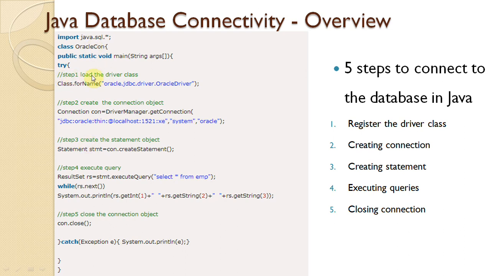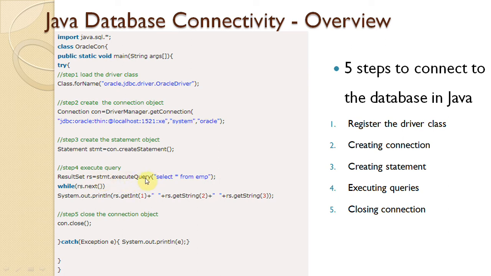In the first step, we have to load the driver class. We have to load the class, and for registering the driver class, we need the forName() method. Next, we have to create the connection. To create the connection, we need the getConnection() method, and to create a statement means we are going to create an object for the Statement class, and using this object we can execute our query. So we have created one object for the Statement class, and using that statement we can execute our query.